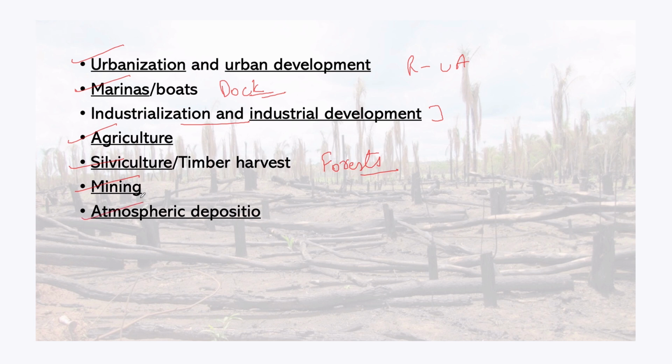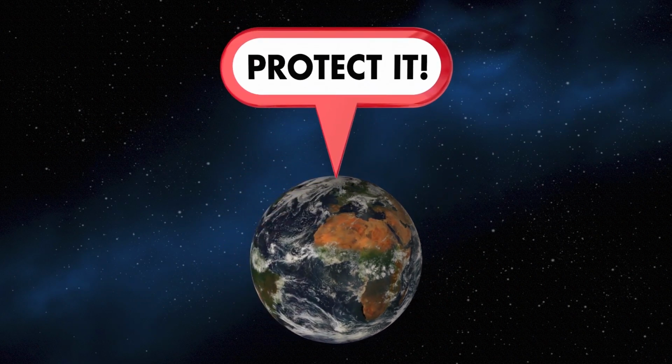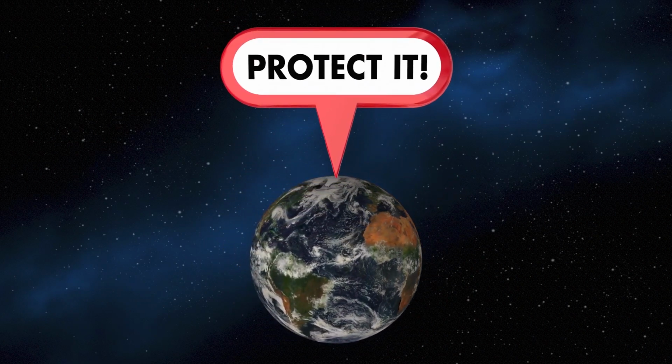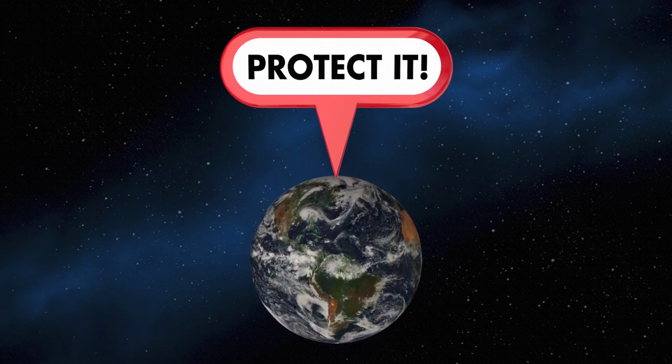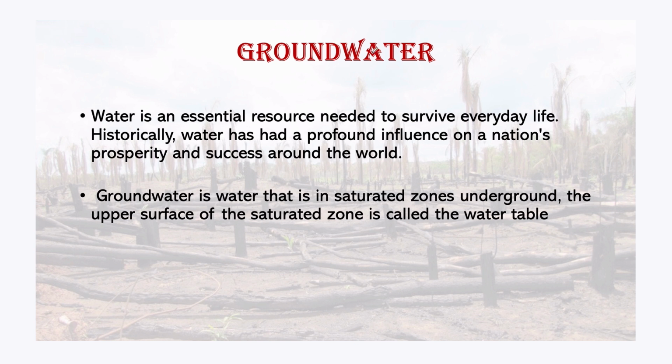And then atmospheric deposition. So this word is deposition. In aerosol physics, deposition is the process by which aerosol particles collect or deposit themselves on solid surfaces, decreasing the concentration of particles in the air. So now we have discussed these non-natural causes for wetland degradation. Now we will talk about groundwater.